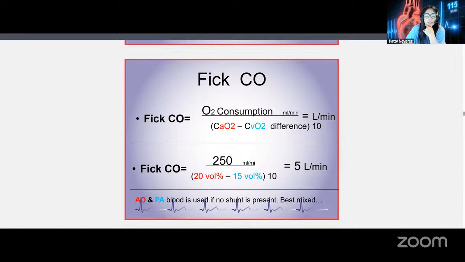Let's see, for example, O2 consumption, right? The VO2, it will be 125 times BSA. And that's how I get the O2 consumption. And then I have here the arterial O2 and the venous O2 difference. I need to know the difference. So let's not look at the bottom right here where it says 20 and 15. Don't get confused with that. Let's just take a look at the top part.